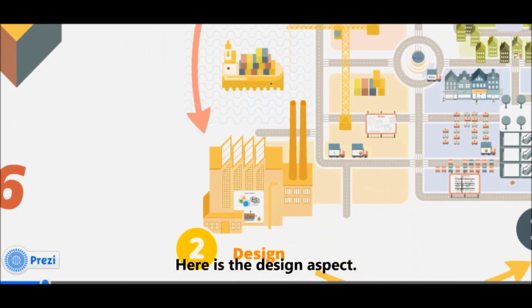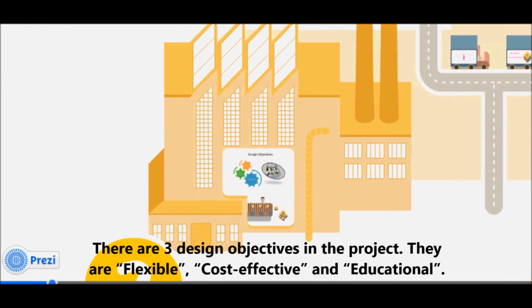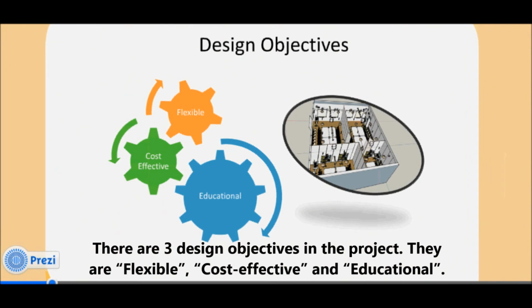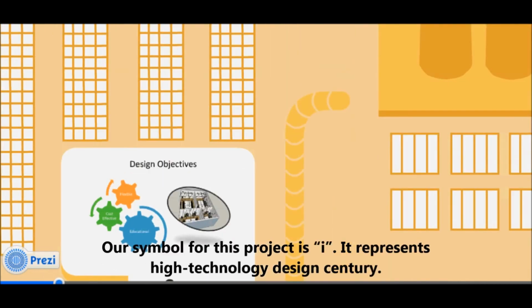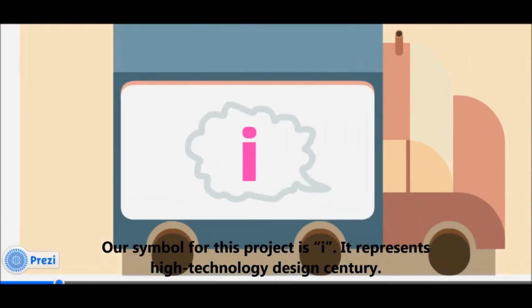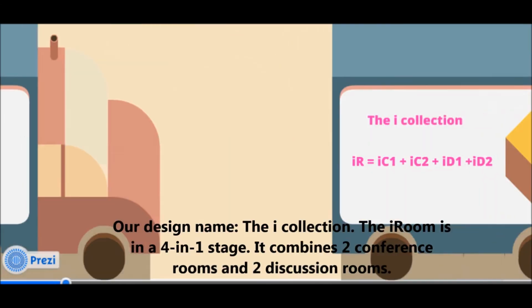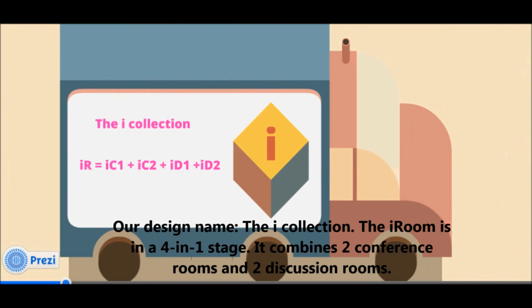Here is the design aspect. There are 3 design objectives in the project. They are flexible, cost-effective, and educational. Our symbol for this project is I. It represents high technology design century. Our design name, the I Collection.